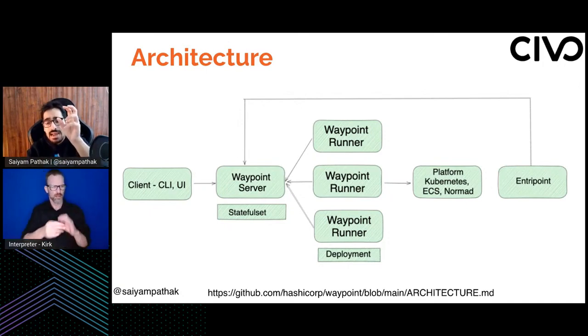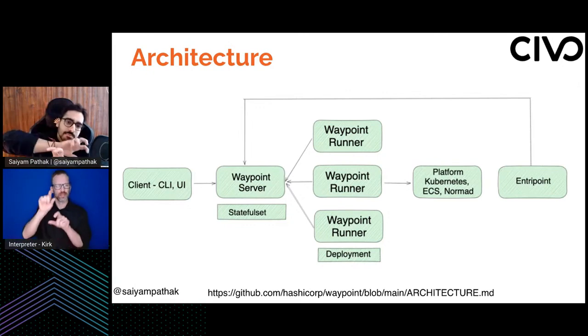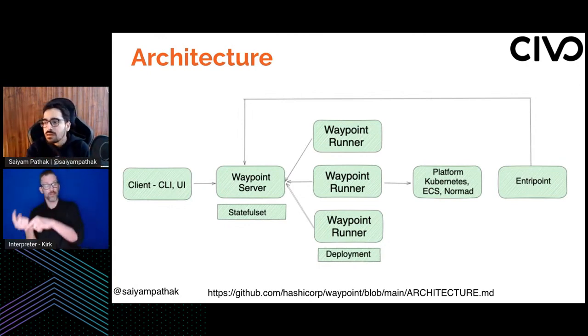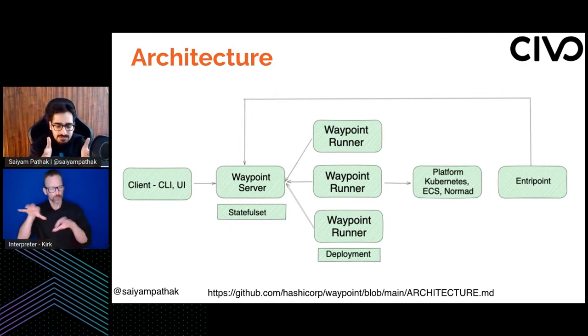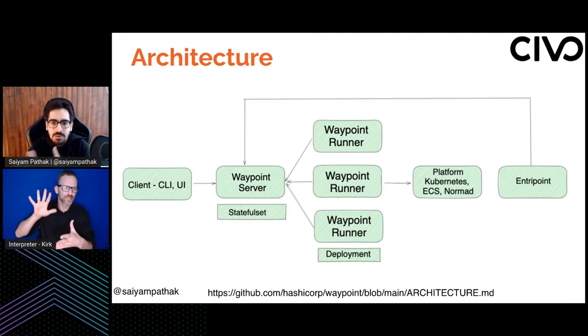Then there are the runner and the entry point. The runner and the entry point connect back to the Waypoint server. So Waypoint is not going over there; there is a backward, outbound connection from the Waypoint runner, and that is done. The runners are the actual workers doing the whole job. The Waypoint server queues the job, and the Waypoint runner dequeues the job and runs the actual build, deploy, and release, and gives you the URLs on platforms like Kubernetes, ECS, Nomad, etc.